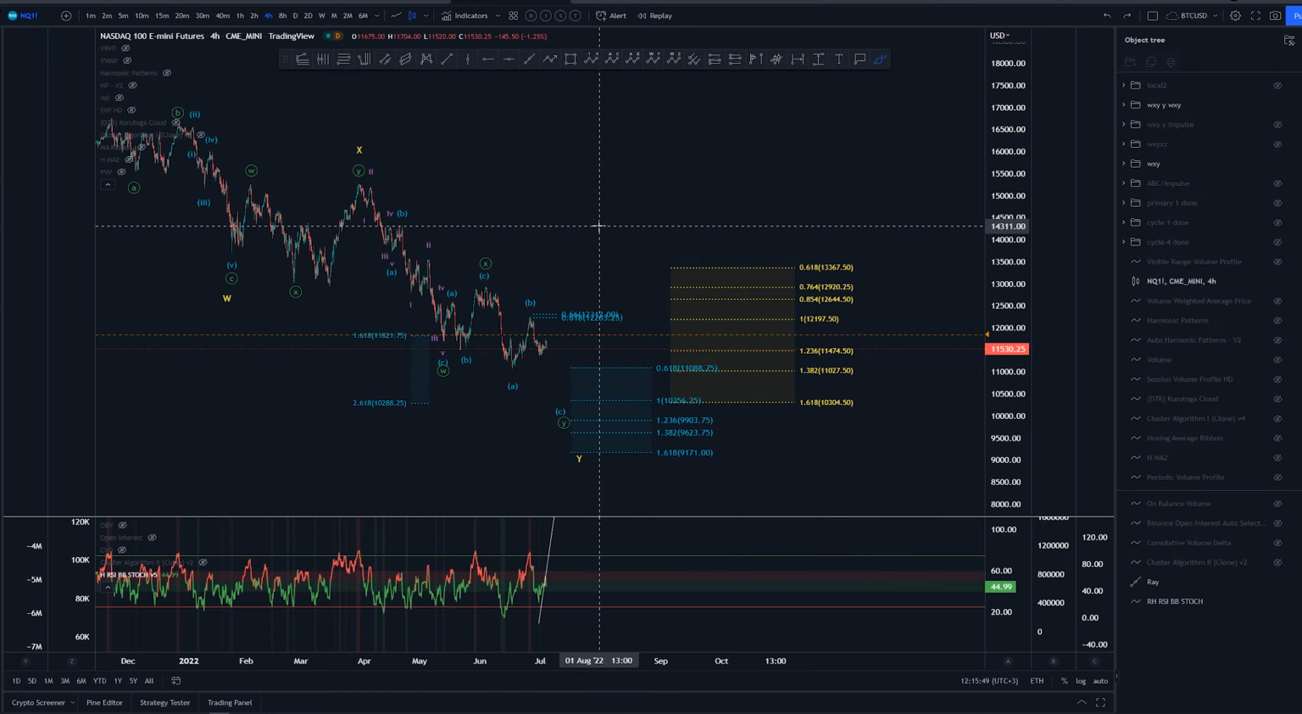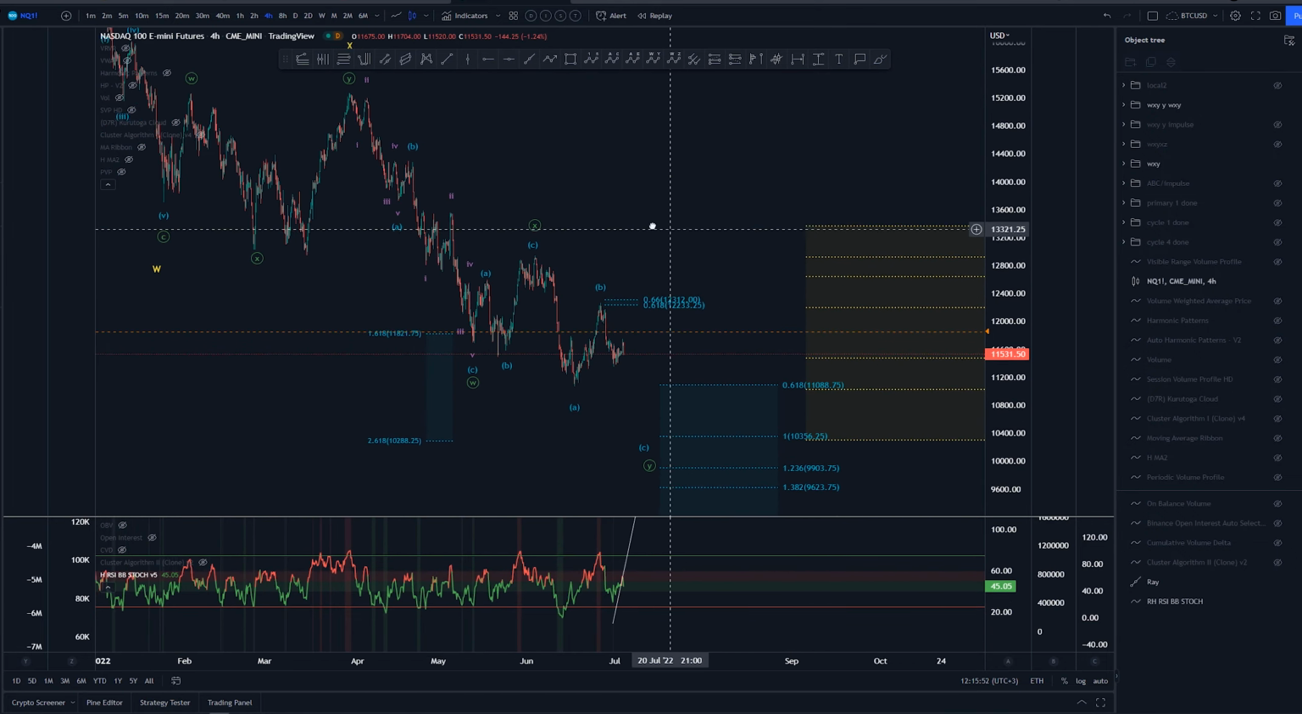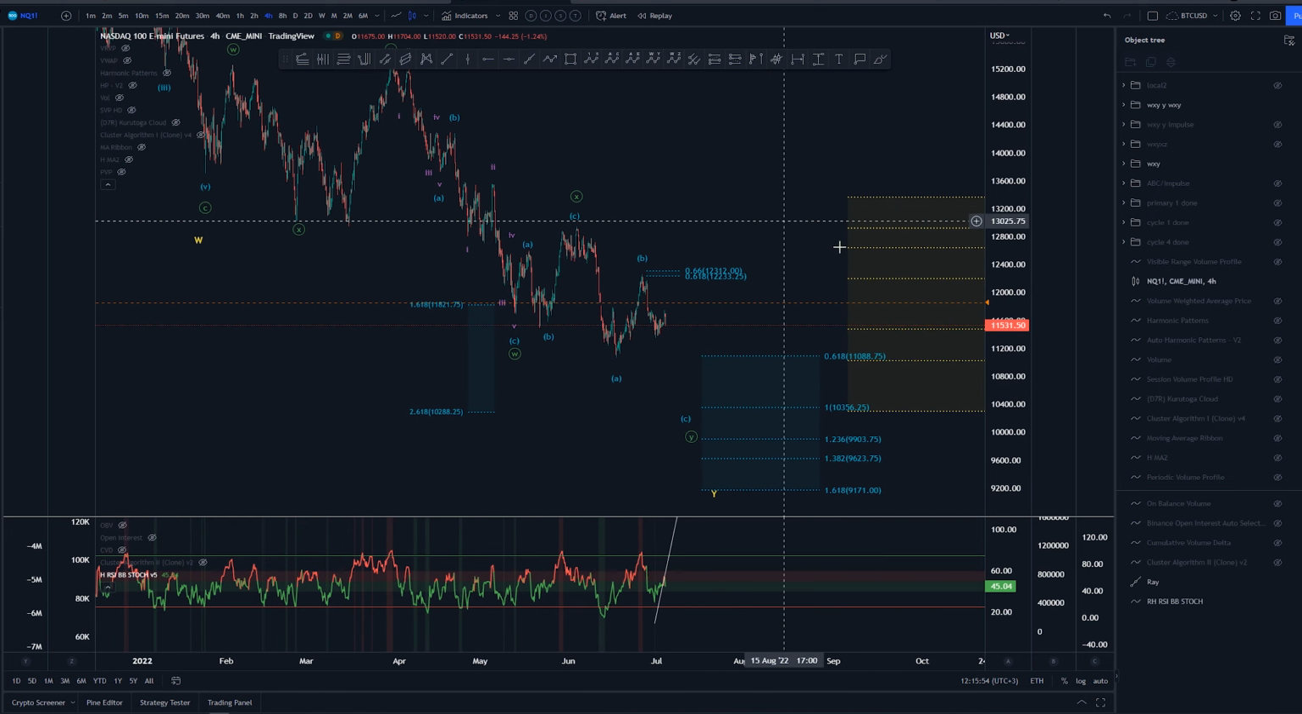This fits very well on the S&P 500 count that I've got going on, and as well as with the Bitcoin charts.